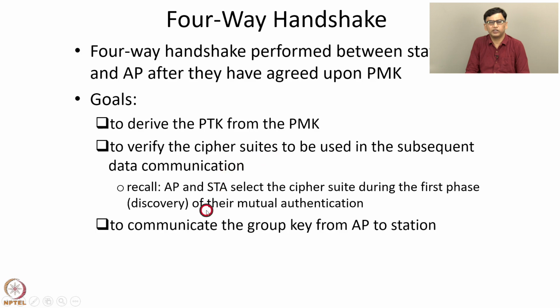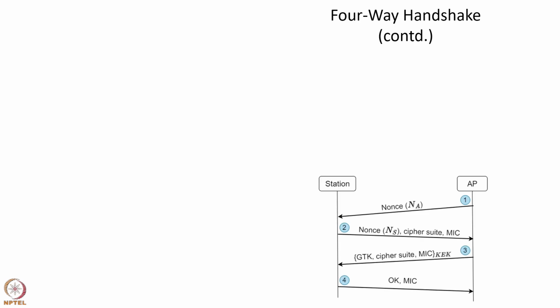Another goal of the four-way handshake is to communicate the group key from the access point to the station. As we discussed earlier, the group key is used for securely sending broadcast messages. So we now discuss the four-way handshake. So this is illustrated in this figure. This is the station and this is the access point.